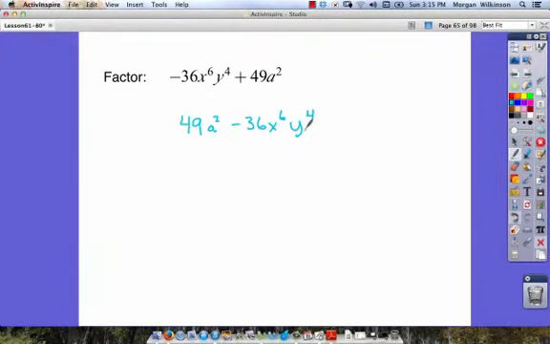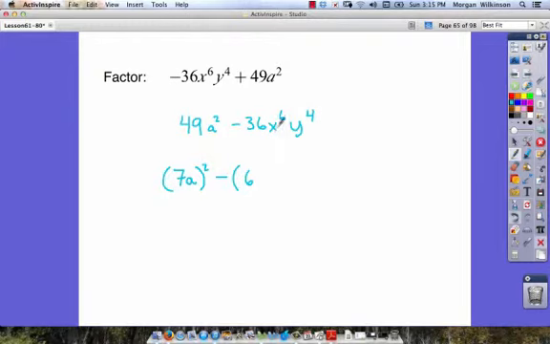Now if we do that, 49a squared is just going to be 7a squared. Because if we said 7a times 7a, we get back to 49a squared. Then from that, we're going to subtract. Square root of 36 is 6.